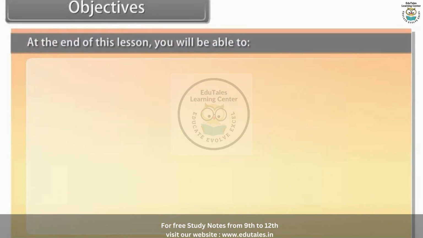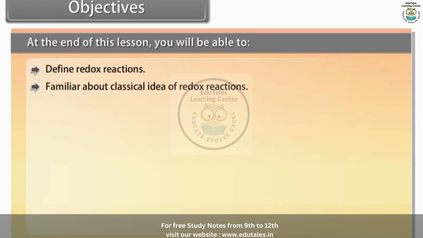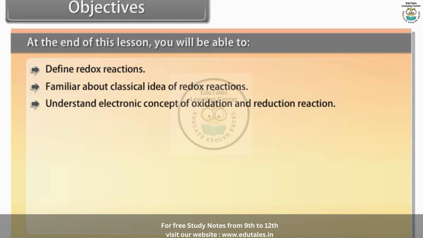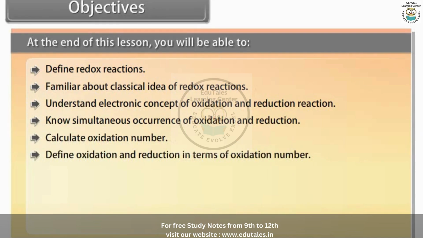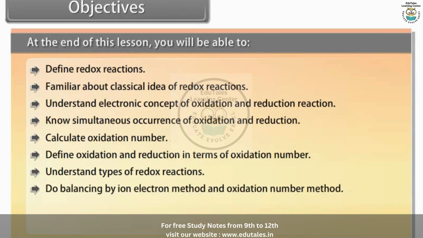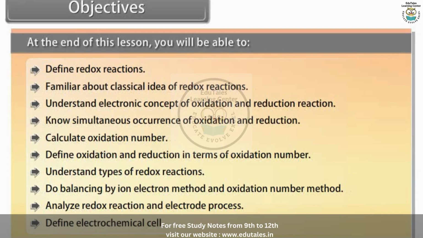At the end of this lesson, you will be able to define redox reactions, become familiar with the classical idea of redox reactions, understand the electronic concept of oxidation and reduction reaction, know the simultaneous occurrence of oxidation and reduction, calculate oxidation number, define oxidation and reduction in terms of oxidation number, understand types of redox reactions, do balancing by ion-electron method and oxidation number method, analyze redox reaction and electrode process, and define electrochemical cell.